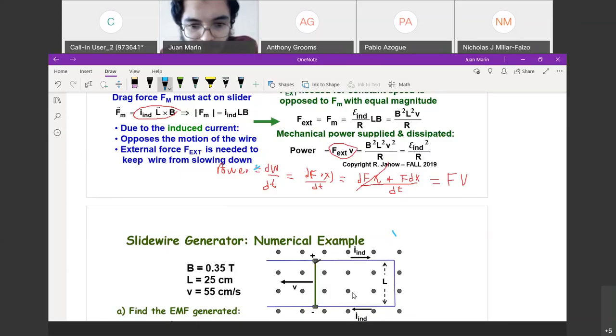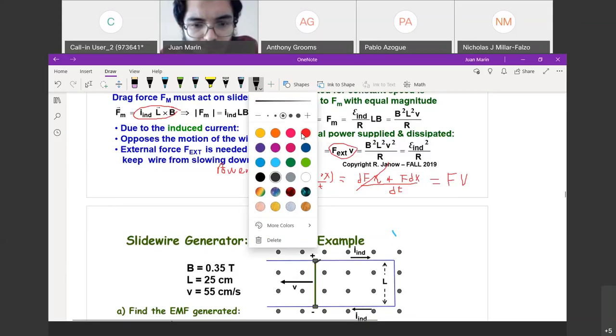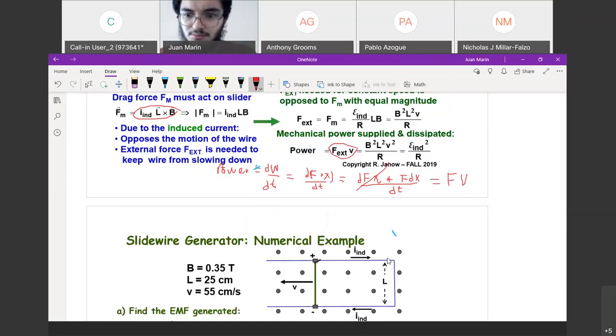Get it? When you move this rod to make the area bigger, then phi m becomes bigger, in a certain direction. Then the electromotive force, the battery, will make a current to resist your increase. So it will go in the opposite direction of phi m. I think that's what he meant.